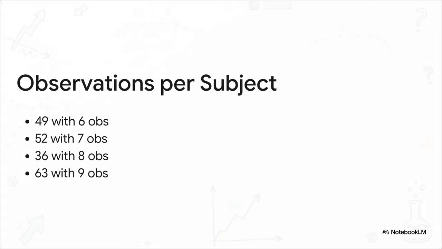But here is where the messy reality of clinical research hits us right in the face. Real life doesn't run on a perfect schedule, right? The data is incredibly clustered and uneven because patients just don't show up to the clinic like clockwork. Look at this breakdown. You've got 49 subjects with exactly 6 check-ins, 52 had 7 check-ins, 36 people came in 8 times, and 63 subjects managed 9 observations. So what we're left with is this highly unbalanced longitudinal dataset where everyone is just on a completely different schedule.